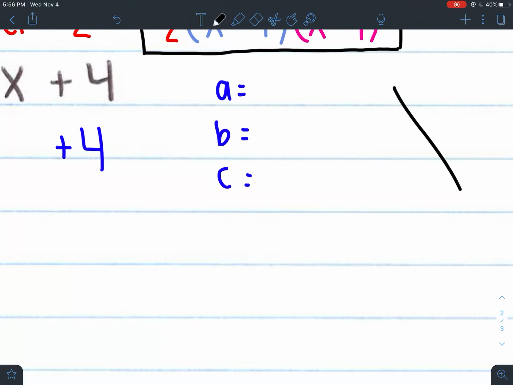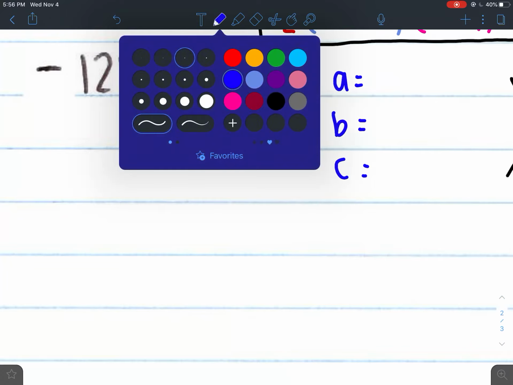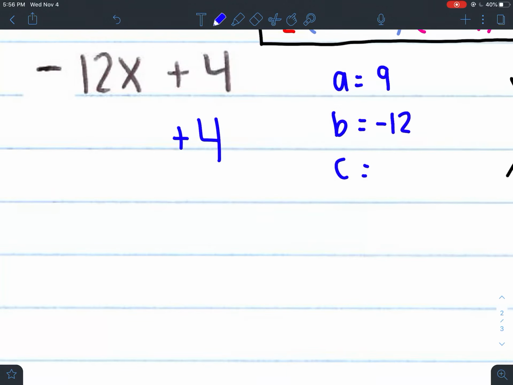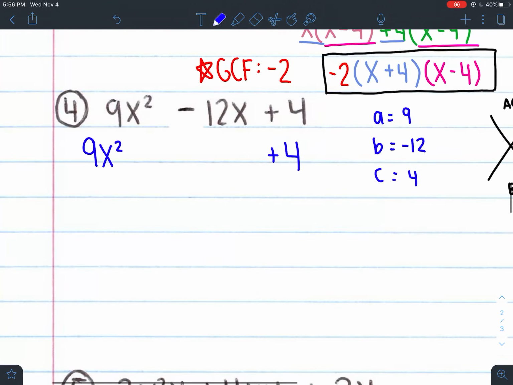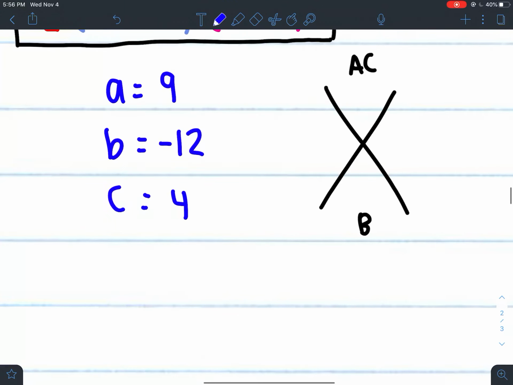And then we're going to draw our x here for our AC method. AC on top, B on the bottom. Your A here is going to be positive 9, B is negative 12, and C is positive 4. So make sure you bring those signs with it as well. So if B is negative 12, make sure you put negative 12. So A times C here is going to be positive 36. And B here is negative 12.